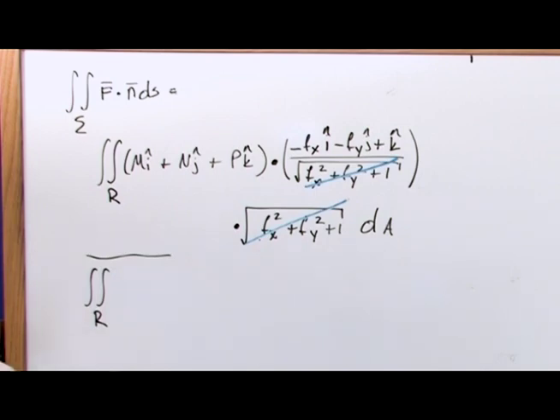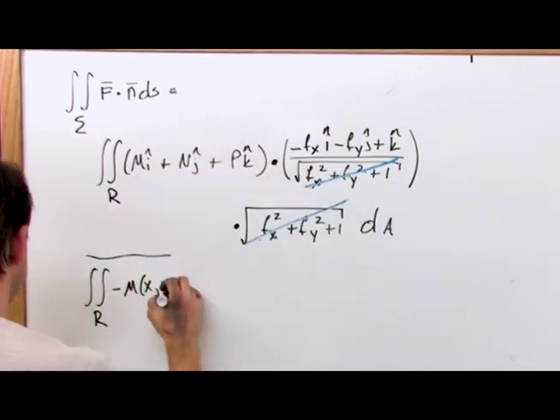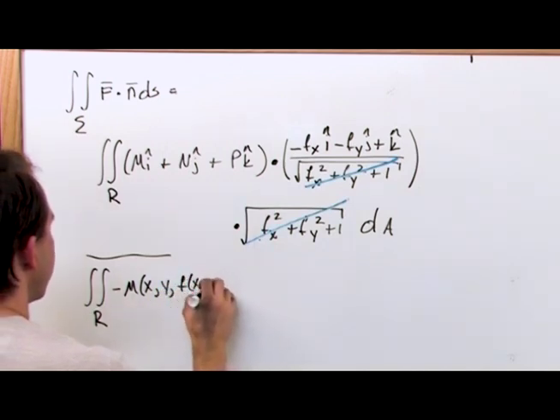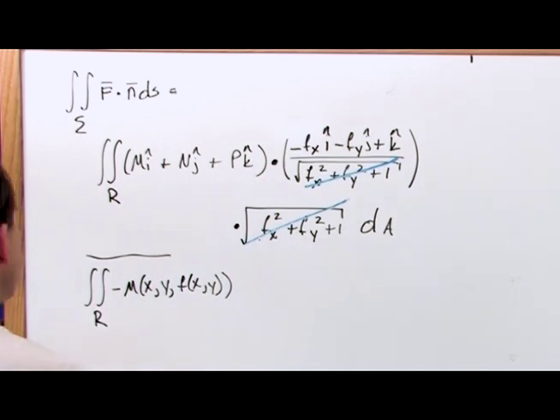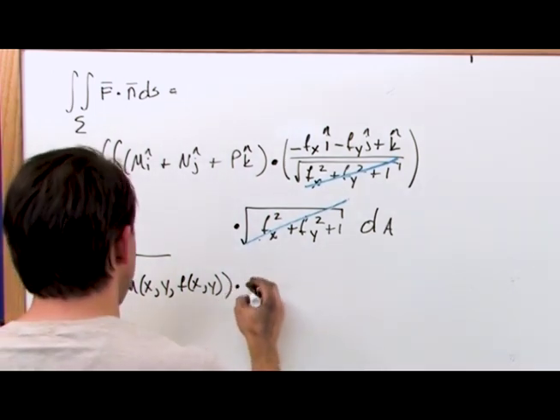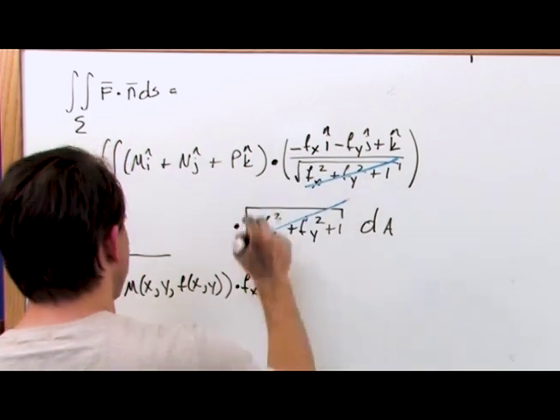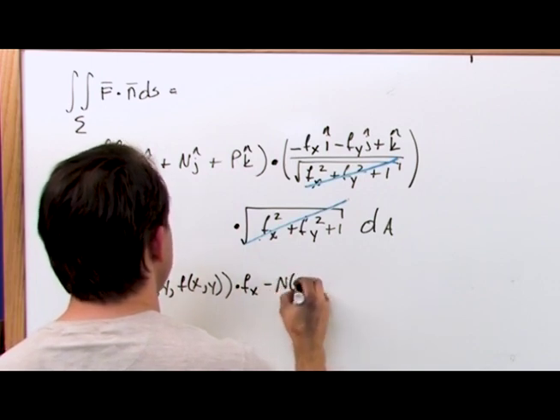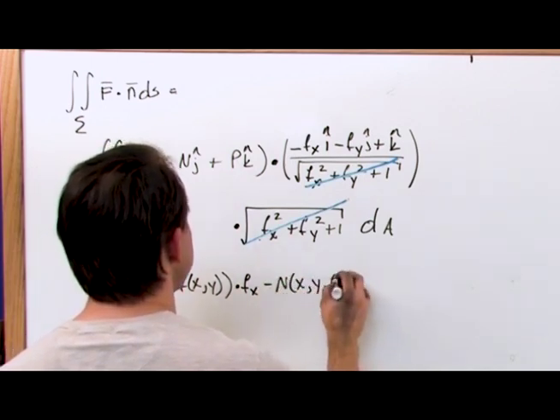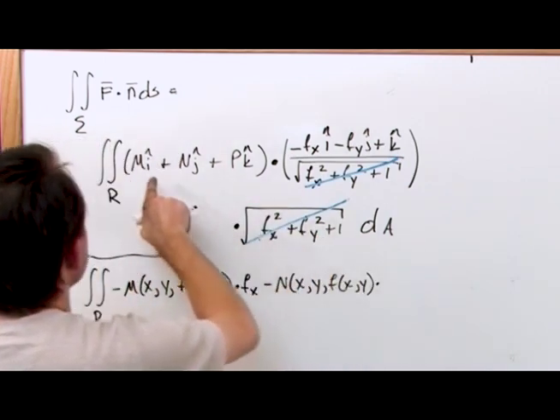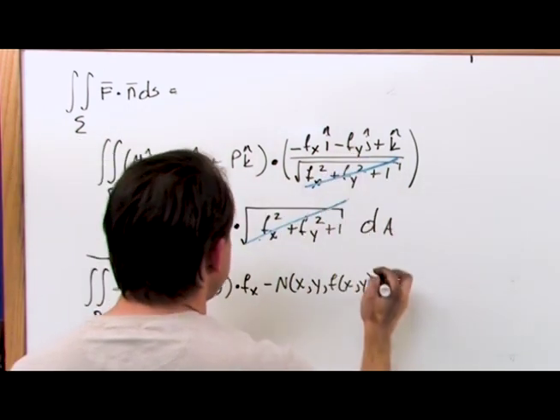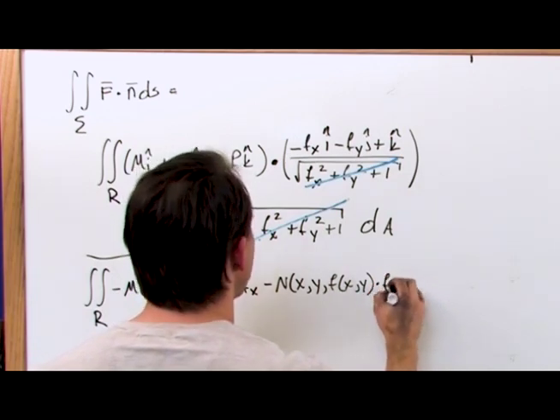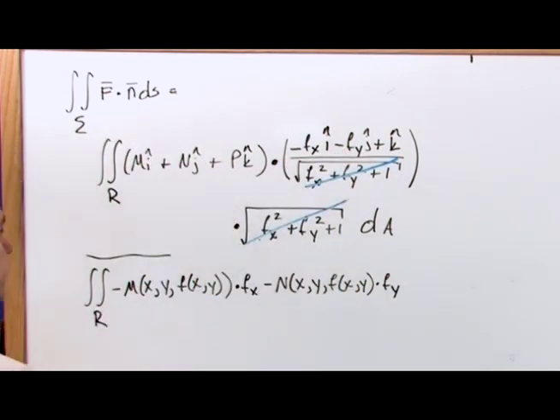So what you're going to actually have is negative m, because negative 1 times m, okay? It's going to be a function of x and y, m of x comma y, f of x comma y, okay? Let me write all this down and we'll get to the details of why we're doing it. Multiply by f sub x, which is the partial derivative, okay? Minus n of x comma y comma f of x comma y, which is multiplied by f sub y. So the negative 1 comes in, and that's why I have this, okay?